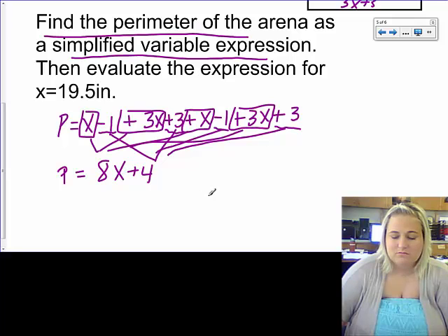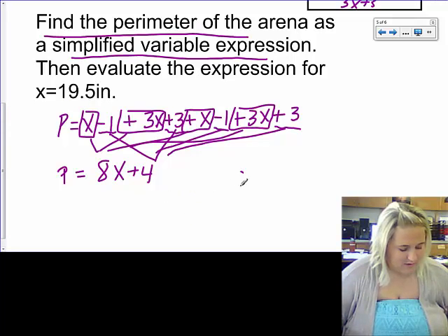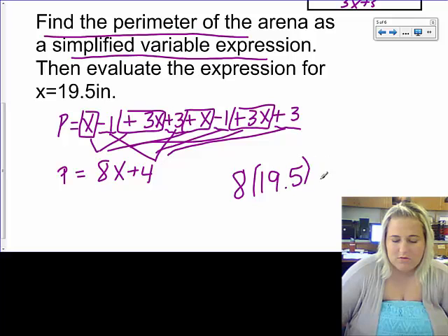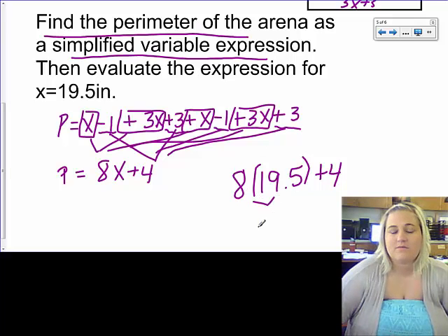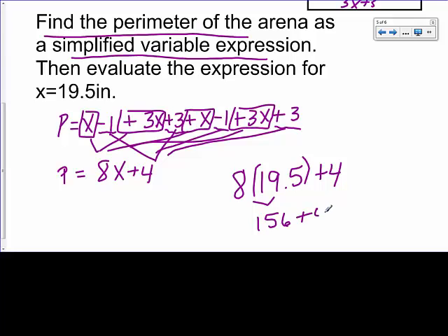Then they want us to evaluate for x equals 19.5. All we have to do is substitute. So I have 8 instead of x. I'm going to put that 19.5 plus 4. So I can take 8 times 19.5 because I have to follow order of operations. That gives me 156 plus 4. And we know that will give us 160. And we're talking about inches.